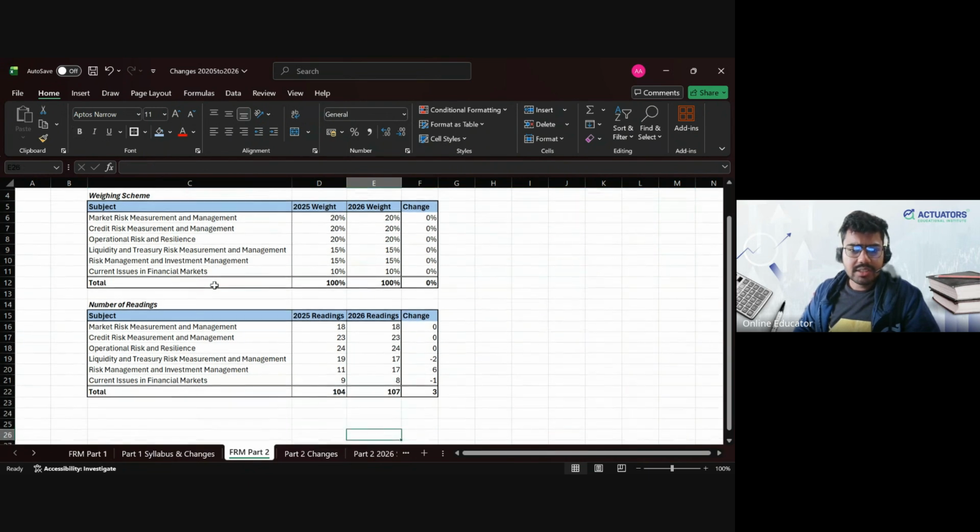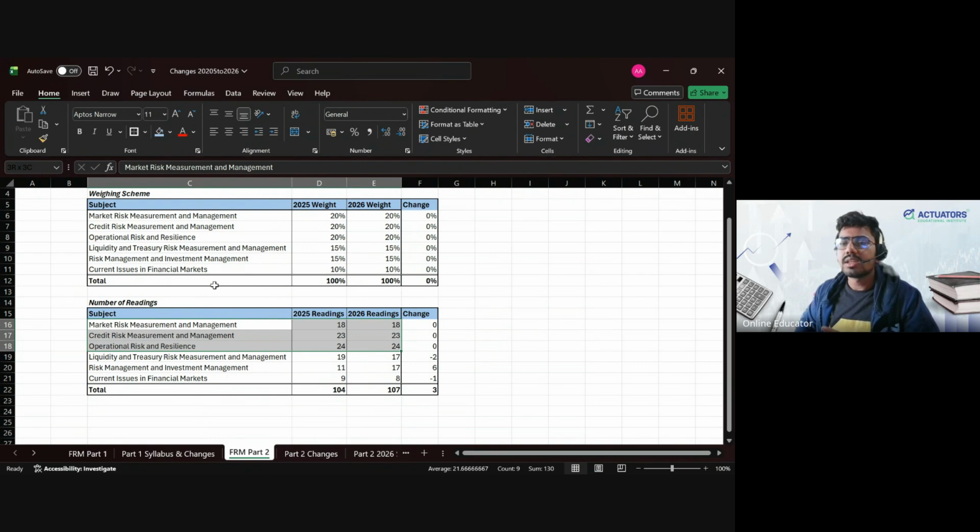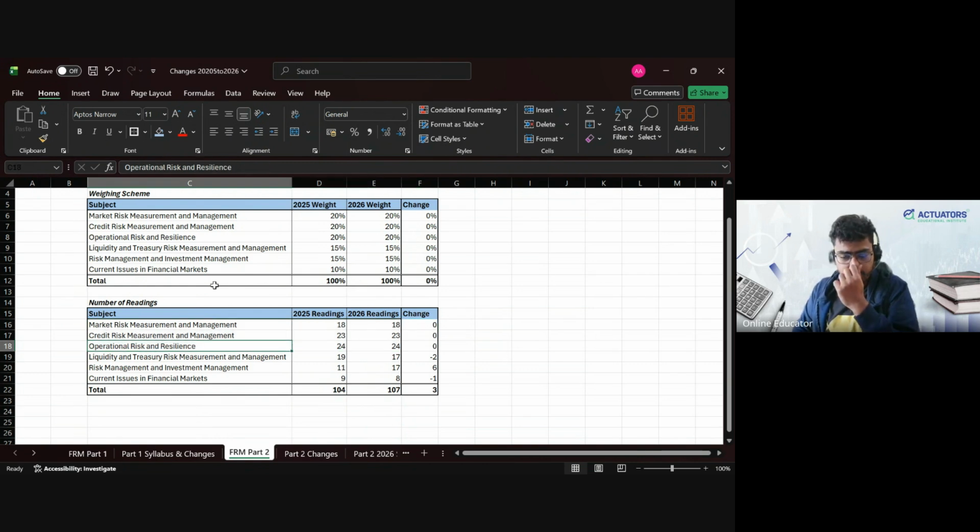In number of readings, you'll see there are a few changes. In the first 3 subjects, which are market risk, credit risk, and operational risk, we see no change. The number of readings remains the same. Even the learning objectives are the same. There's no change in these 3 subjects because recently the market risk syllabus was revamped. Market risk and credit risk syllabus was revamped recently, and operational risk was also introduced recently. So we see no changes in there.